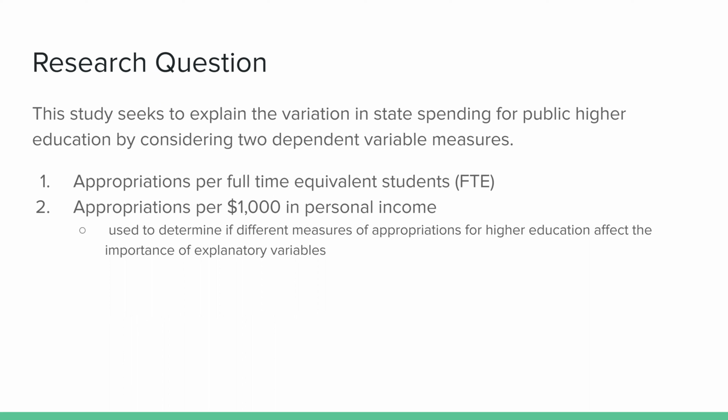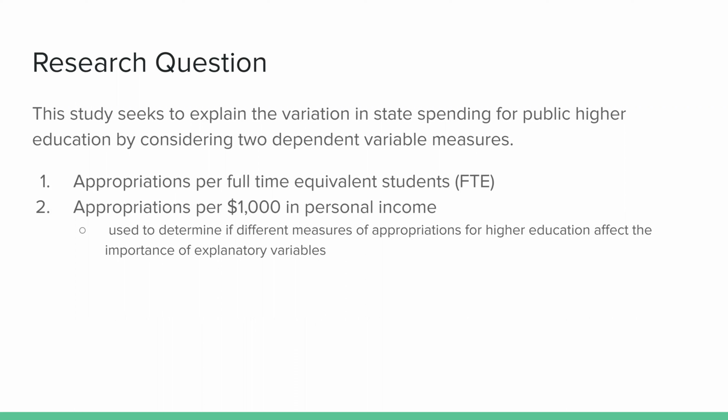The first was appropriations per full-time equivalent student, or per FTE. This takes the total number of full-time students and half the number of part-time students, divided by a state's total higher educational appropriations to get a ratio. This ratio represents a state's efforts in supporting higher education relative to the number of students enrolled.